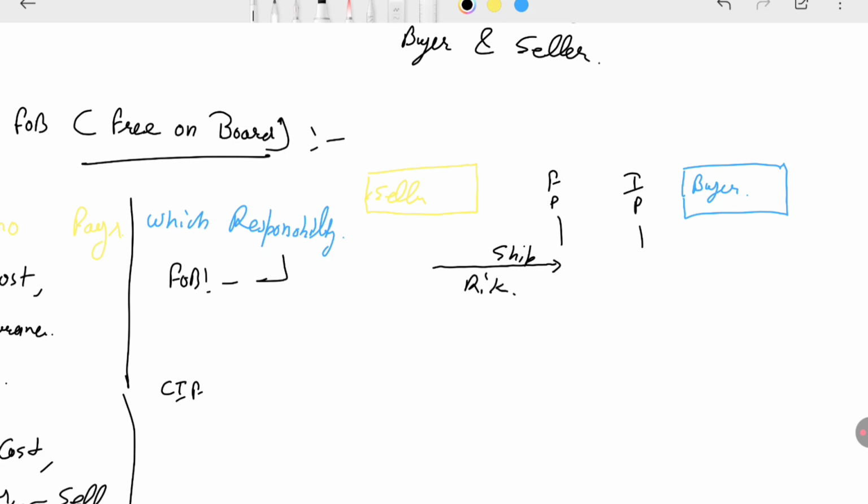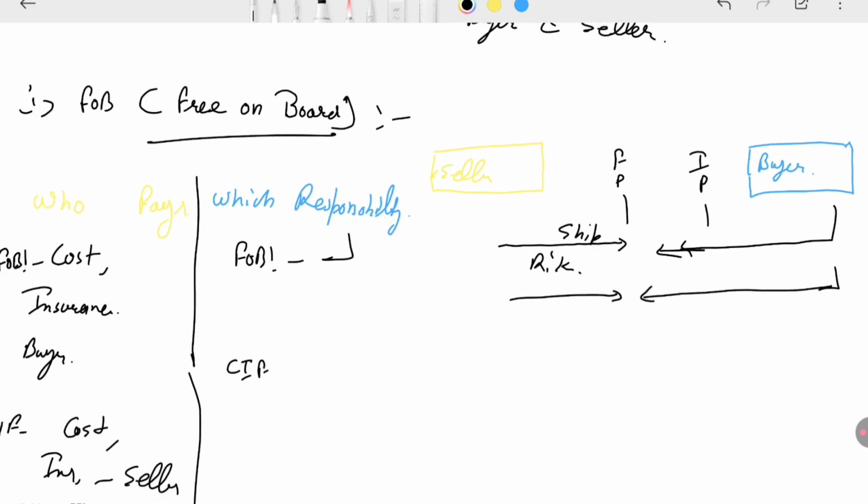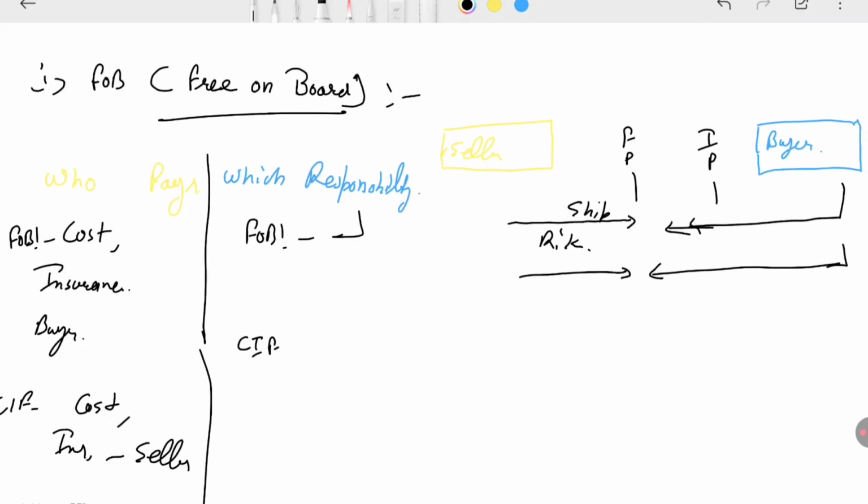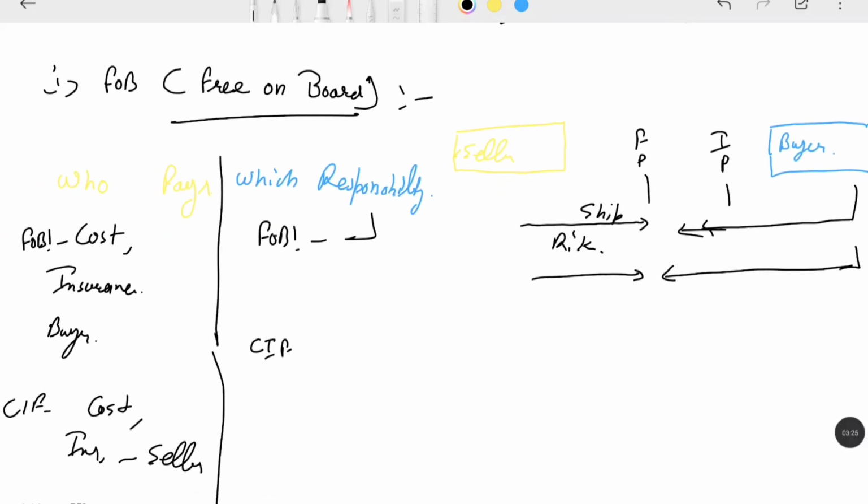If we are talking about CIF, the seller carries the shipping and insurance cost, but risk still passes to the buyer once the goods are shipped. In both cases, the risk and responsibility are on the buyer side, because the seller is responsible only for getting the goods to the ship at the port. From there, it is the buyer side. I hope you understand the difference between FOB and CIF.